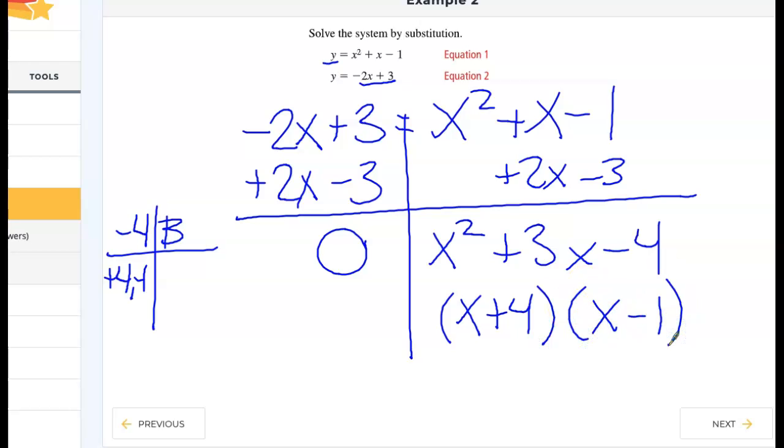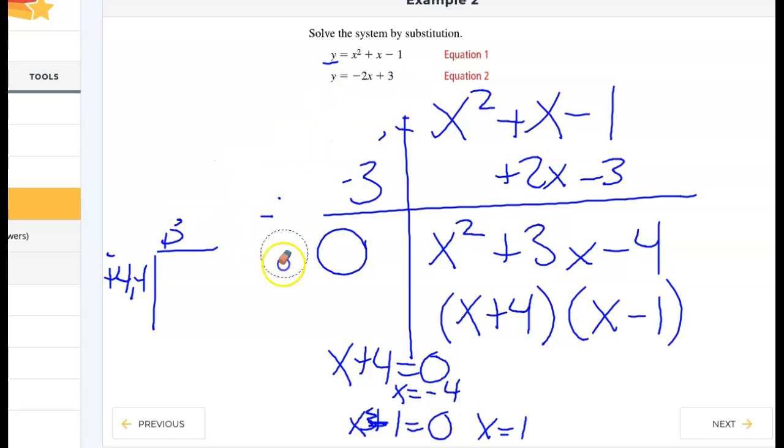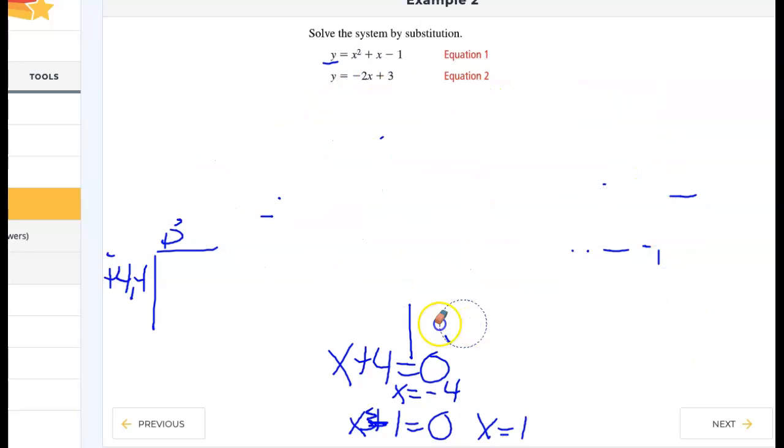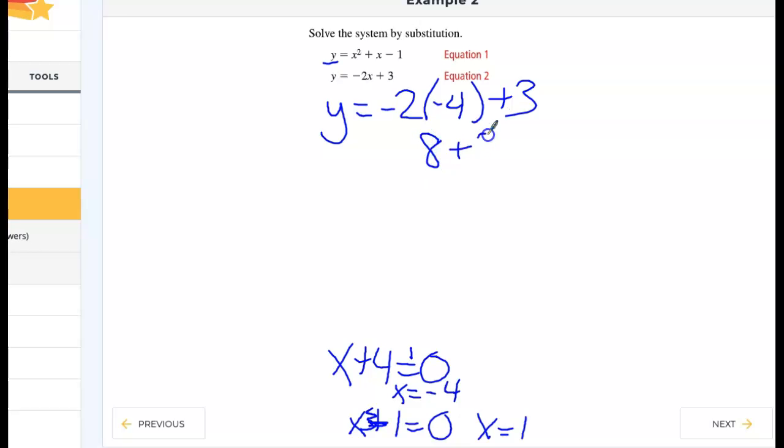Now what did I say to do with each of those parentheses? Set them equal to 0. So x plus 4 equals 0, and x minus 1 equals 0. So x would equal negative 4, and, because we'd add 1, 1. So then again, what do I do with those values? Plug them back in. Yep, the bottom one's going to be easier. So y equals negative 2 times negative 4 plus 3. Negative 2 times negative 4 is 8, plus 3 is 11. So my final answer for that one would be negative 4, 11.